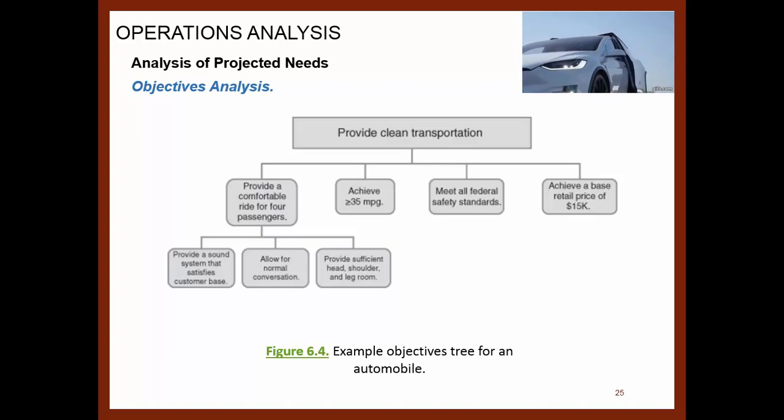So if you see in this diagram, these 3 objectives, you don't have to decompose them more, right? You have a way to measure whether it's satisfying or not satisfying, and achieving a retail price, you can also measure that. But providing a comfortable ride for 4 passengers, you can decompose that into more objectives. For instance, you can look at providing a sound system, allow normal conversation, and provide head, shoulder, and leg room for the passengers. And you can still go further in that area.